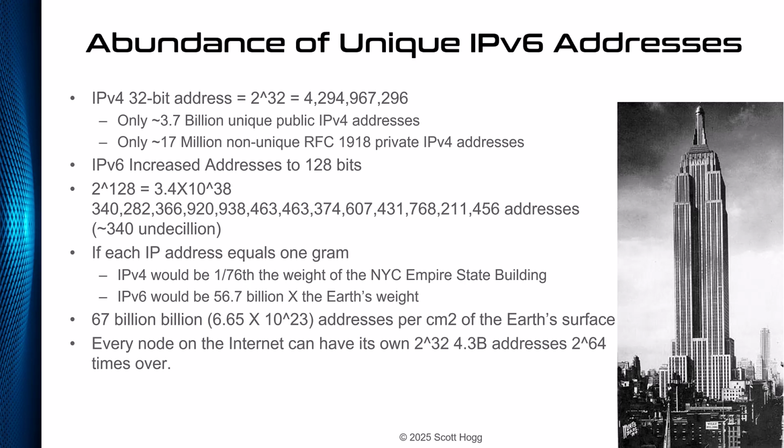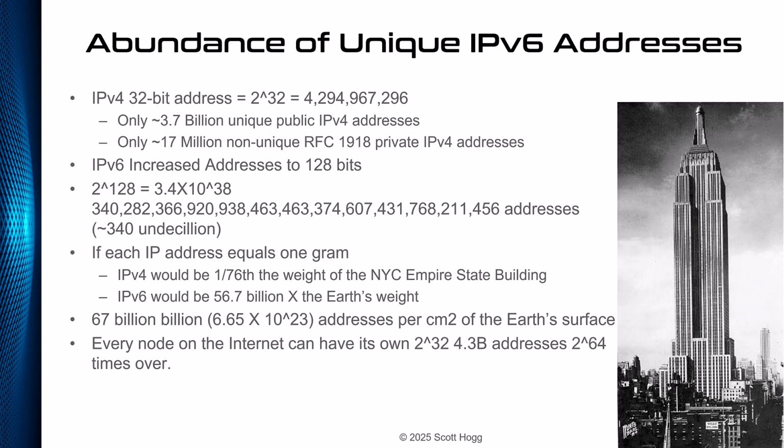If each IP address equaled 1 gram, IPv4 would be a floor or so of the weight of the New York City Empire State Building, where IPv6 would be 56 billion times the Earth's weight, offering a possible 64 billion addresses per square centimeter of the Earth's surface.